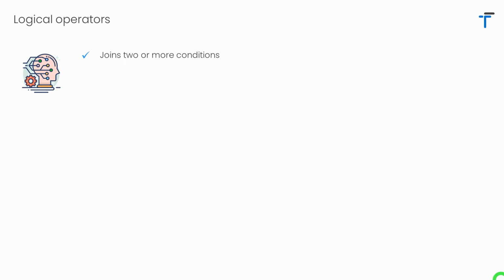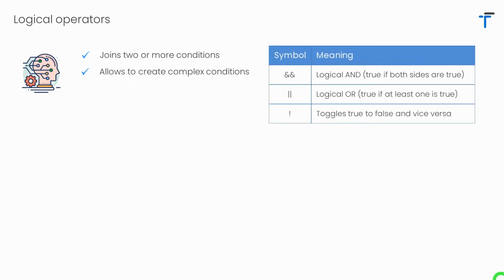Logical operators are actually used to join two or more conditions together. We use them to make a complex condition. Let's say we have more than one condition and we want to join them together. In this case, we use these operators. In Dart, we have a total of three logical operators, which are known as the logical AND, the logical OR, and the last one is called the logical NOT.